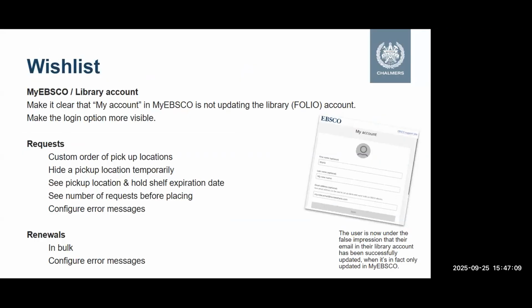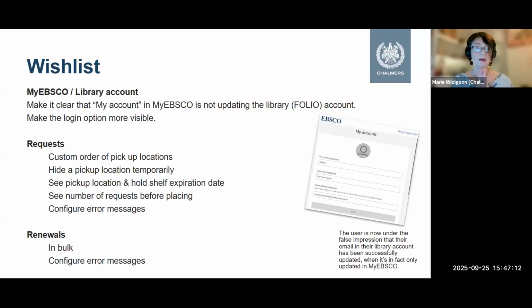And this is our wish list. On top of this, it's the confusion with My EBSCO and Folio library account. So this small tiny icon on the top right, if the user clicks there, they can change their email address, but that's actually not changed in the library account, which they probably think, instead only in the My EBSCO. So we can send out all the notices to another email and they think they have changed to. So that's not very good.